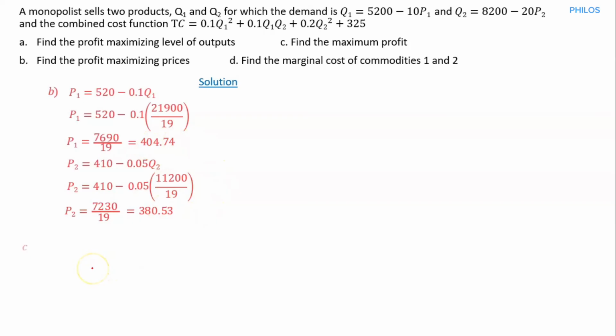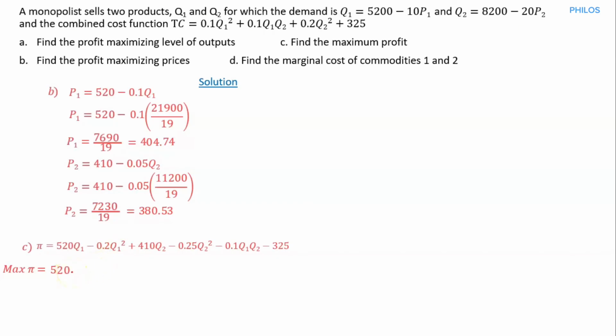And C says we should find the maximum profit. To find maximum profit, you recall the profit function. What was the profit function? This is the profit function, isn't it? When we recall the profit function, then we substitute the profit maximizing outputs in it, that's Q1 and Q2. What we got for the two of them, we substitute in it. So when we substitute, we have maximum profit to be equal to 520 multiplying Q1.